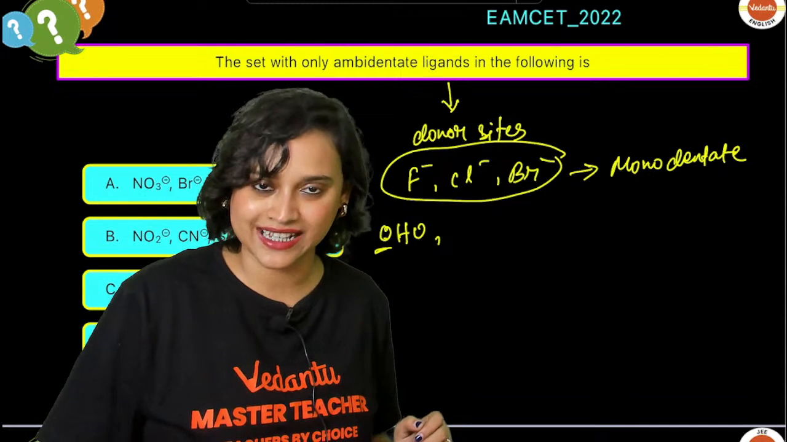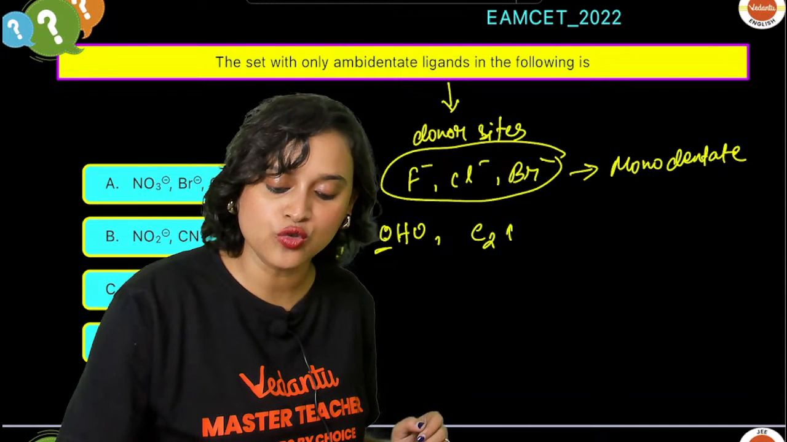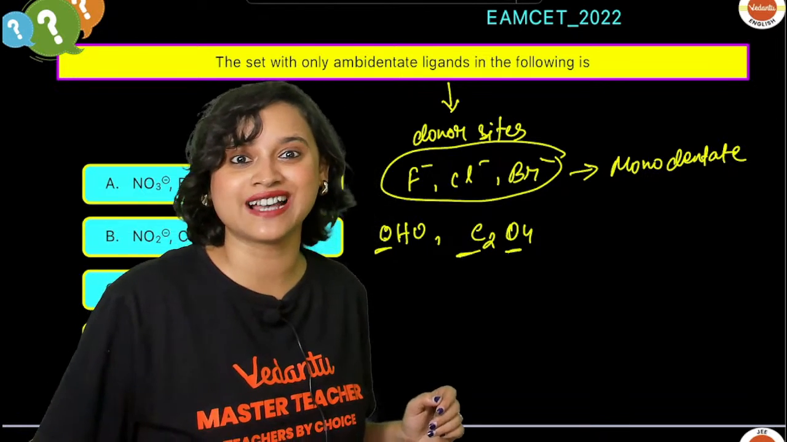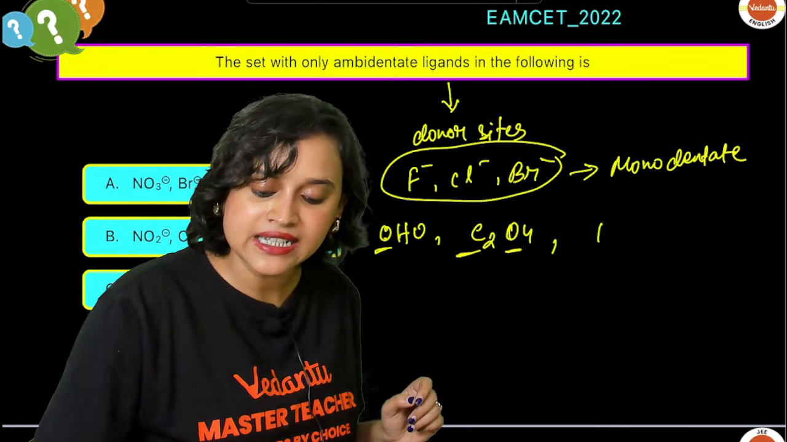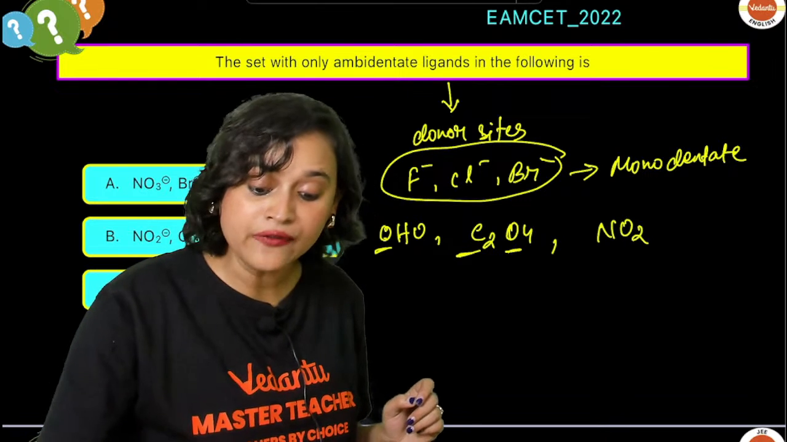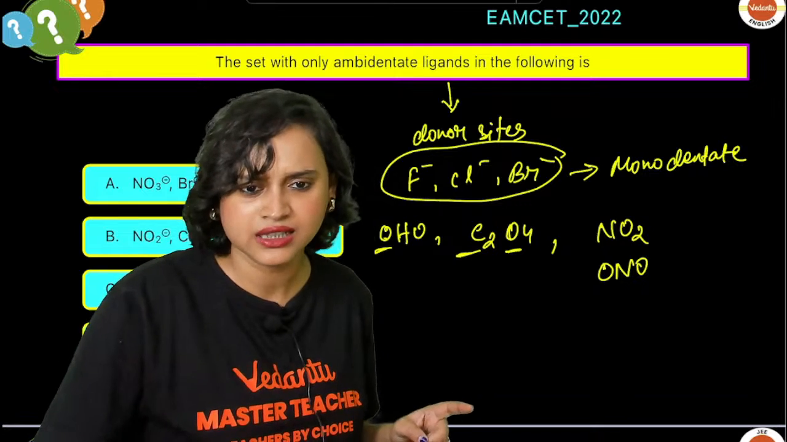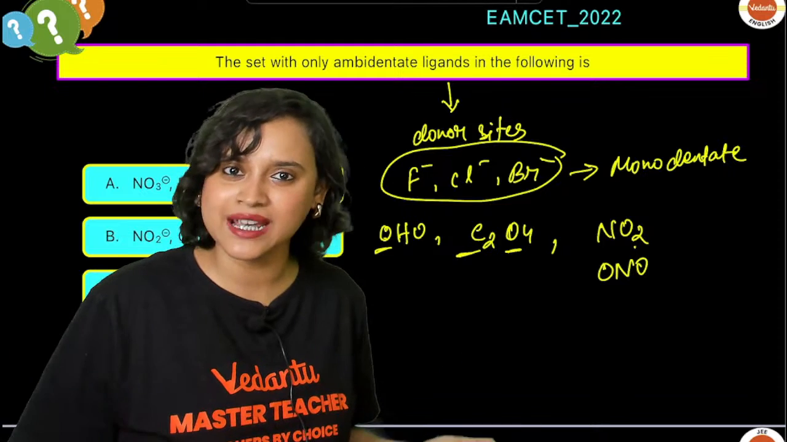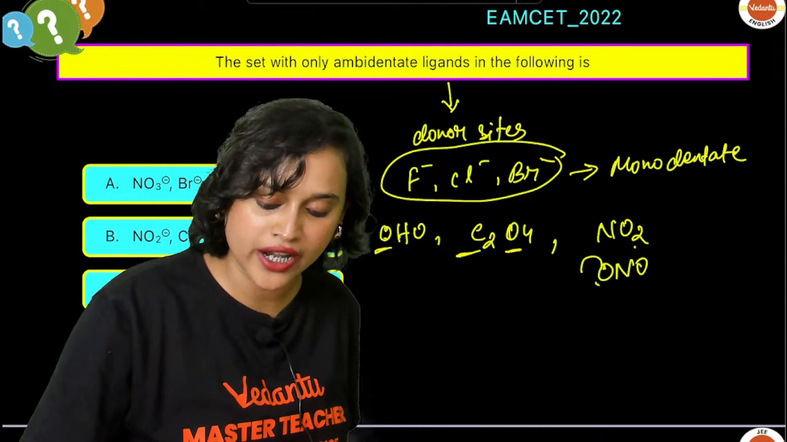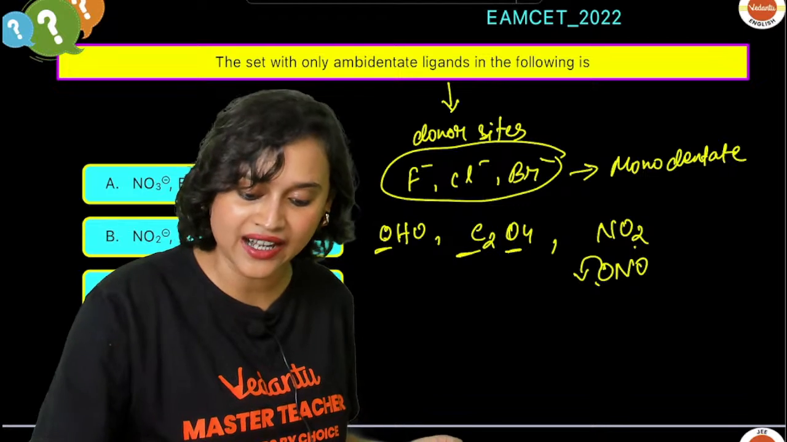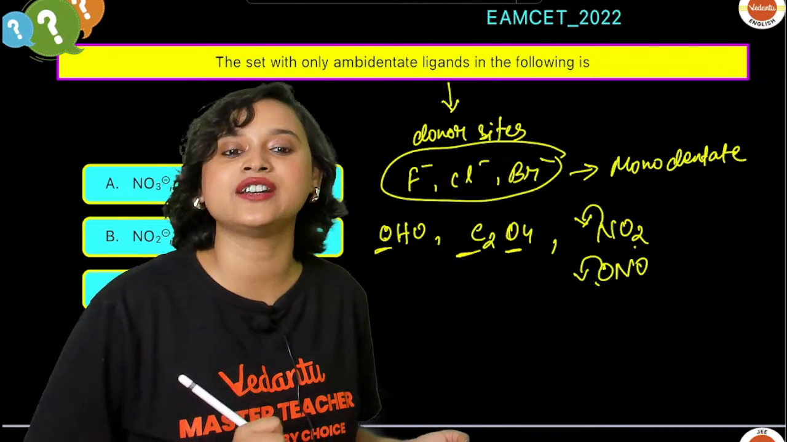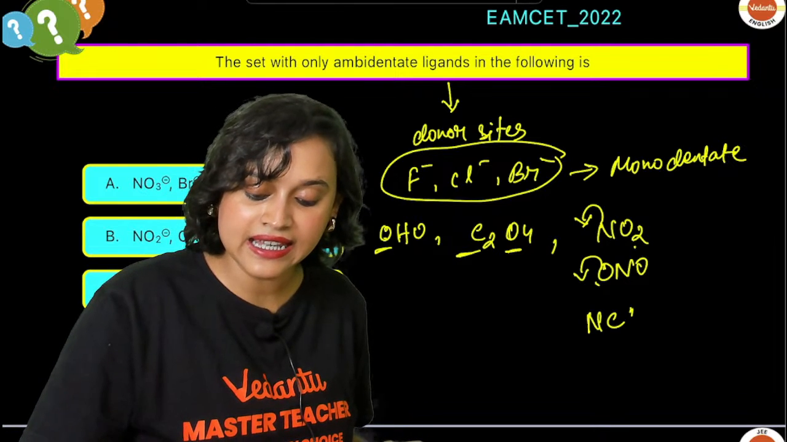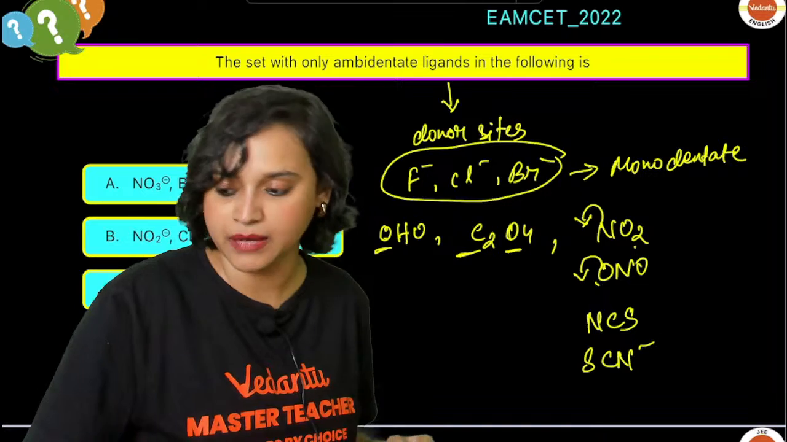Now, you must have seen some other donor sites like OH, O. Oxygen is a donor site. Then you must have seen C2O4. Carbon is a donor site, oxygen is also a donor site. Check it out, guys. If I write NO2 or if I write ONO, it is the same thing. NO2 has two oxygens. So either it is holding on with the oxygen side hand or it can hold on to the metal with the nitrogen side hand.